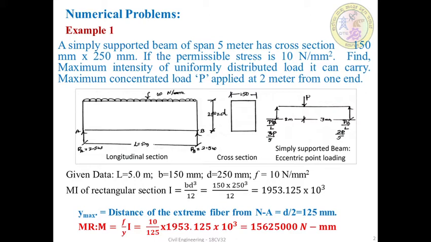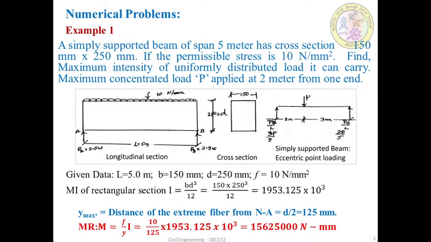Example 1. A simply supported beam of span 5 meters has a cross section of 150 millimeters by 250 millimeters. If the permissible stress is 10 Newton per millimeter square, find the maximum intensity of uniformly distributed load it can carry and also the maximum concentrated load P applied at 2 meters from one end of the support. Here, there are two cases.